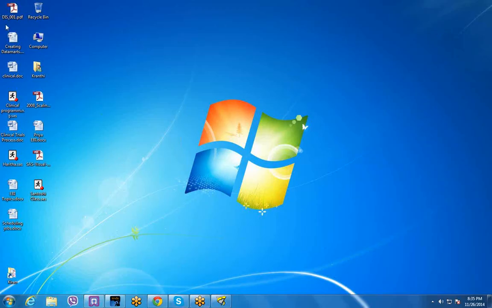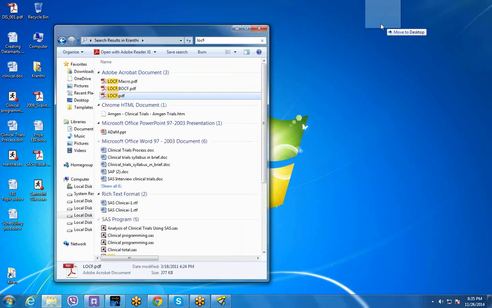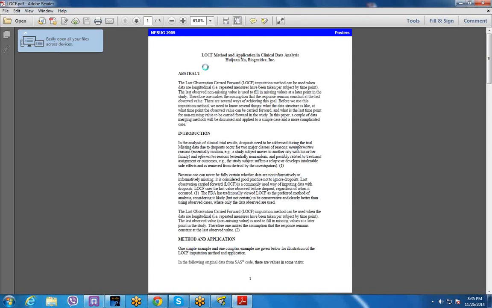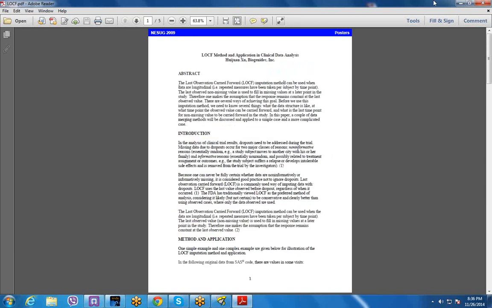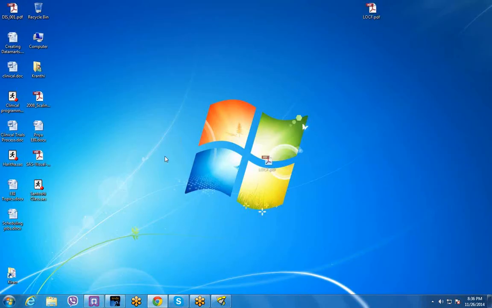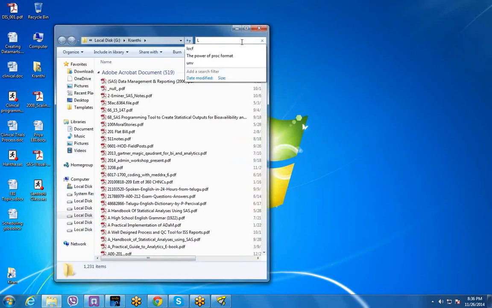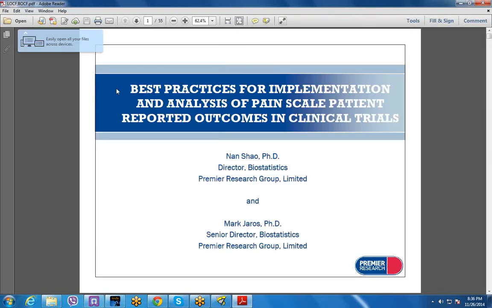Let me explain the imputation methods here. First, I will make you clear about the imputation methods. This is one paper, LOCF method and application in the clinical. How we have done this LOCF. This is one small paper on imputation methods.